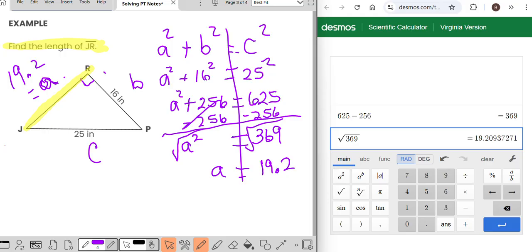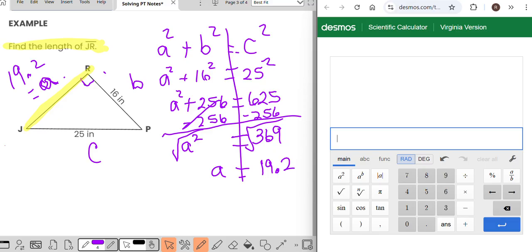Well, the two legs are 19.2 and 16, and the hypotenuse is 25, which is longer than both those numbers. So it absolutely makes sense. Now, remember how I told you sometimes you could do things in the calculator? Well, this is another example, so this is just a little bit extra.